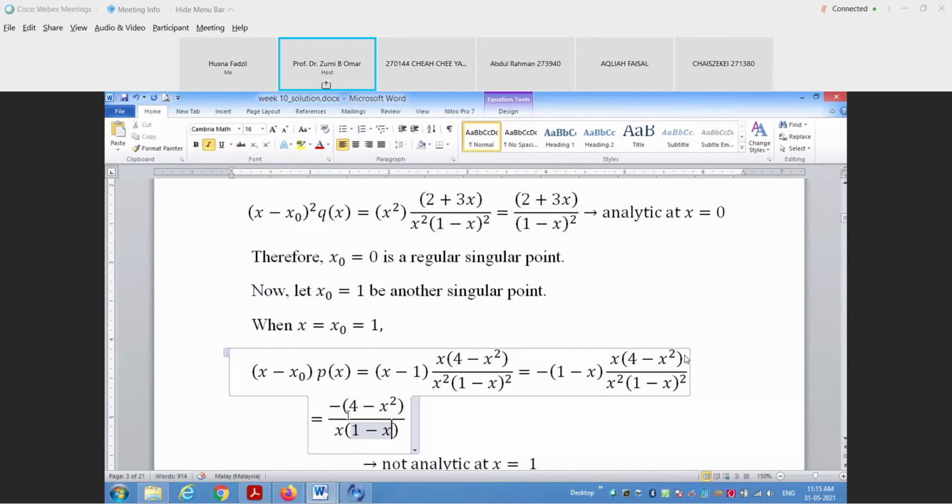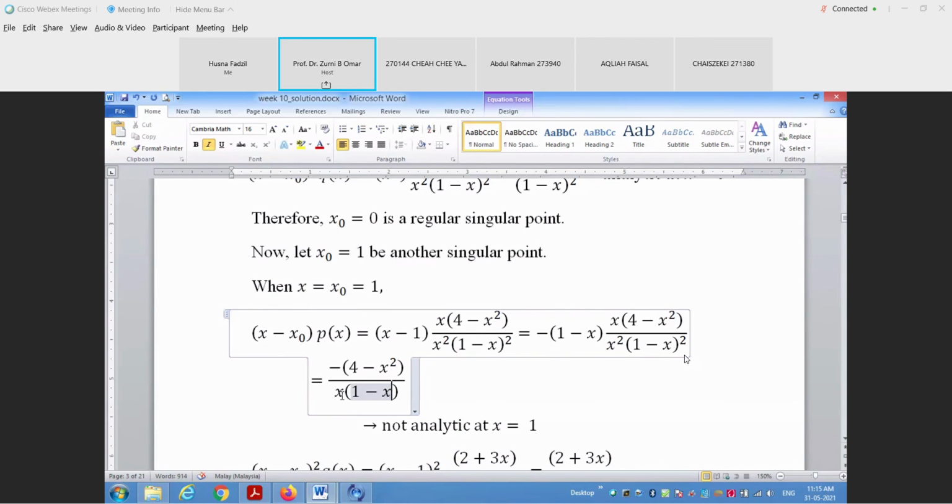So when you replace x with 1 here, you have x times (x minus 1), that means 1 times (1 minus 1), which is 0. Your denominator will be 0. So this function is undefined when x equal to 1. When it's undefined, that means the function is not analytic. Undefined is equivalent to not analytic. So the function is not analytic.